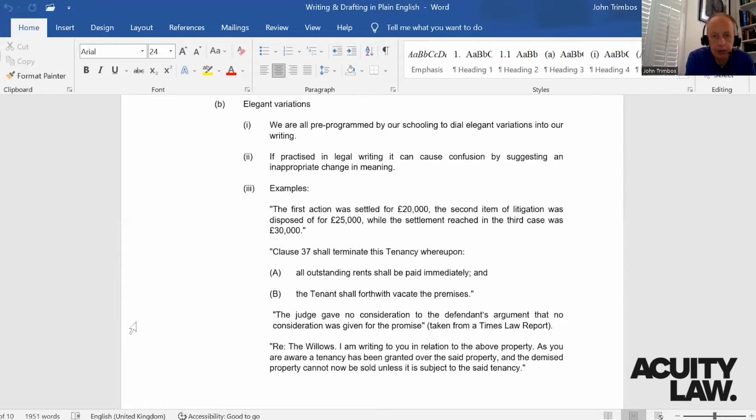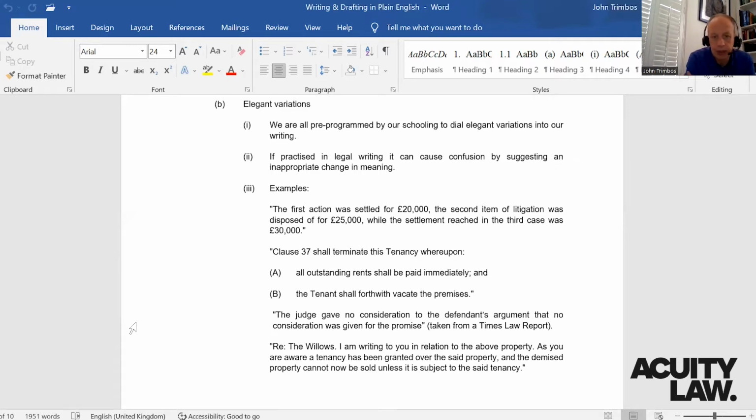The third example, I don't know what this is. This is an elegant non-variation of language or a variation of meaning. This is a rare case of the same word cropping up twice in a sentence, but having a different meaning. The judge gave no consideration to the defendant's argument that no consideration was given for the promise. Yeah, send that to one of your clients, see if they know what the hell you're talking about there.